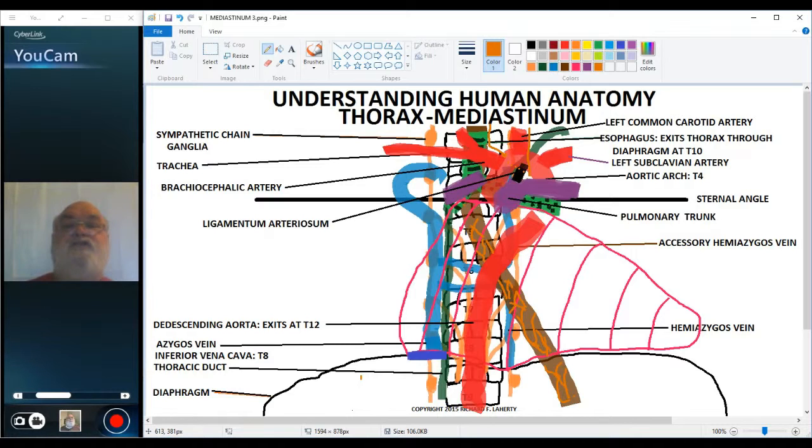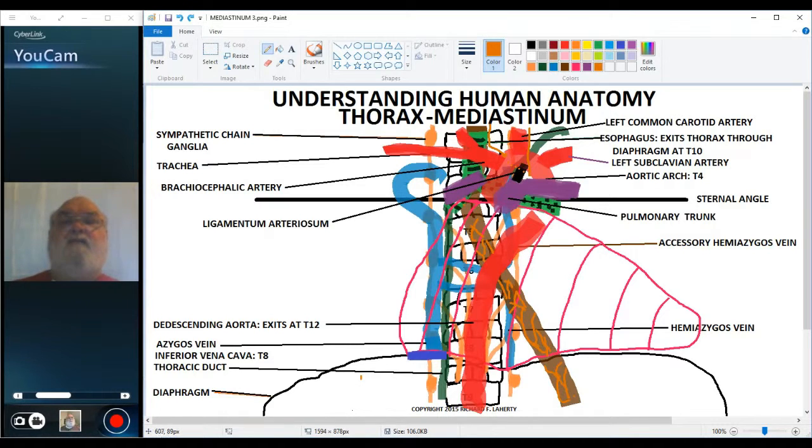The recurrent laryngeal nerve is a very important nerve because it innervates most of the muscles of the larynx. And without a functioning recurrent laryngeal nerve, the voice box would close and you would have a very difficult, if not impossible, time breathing.